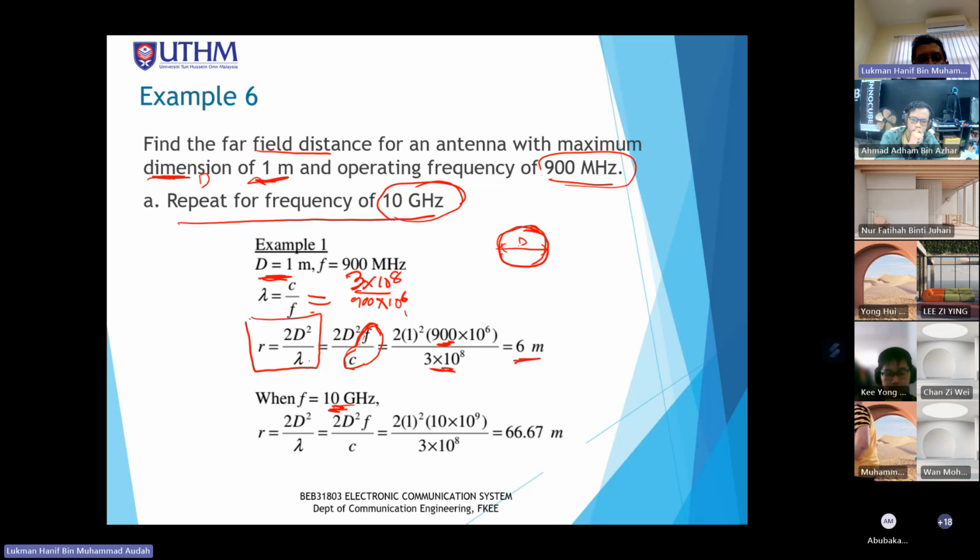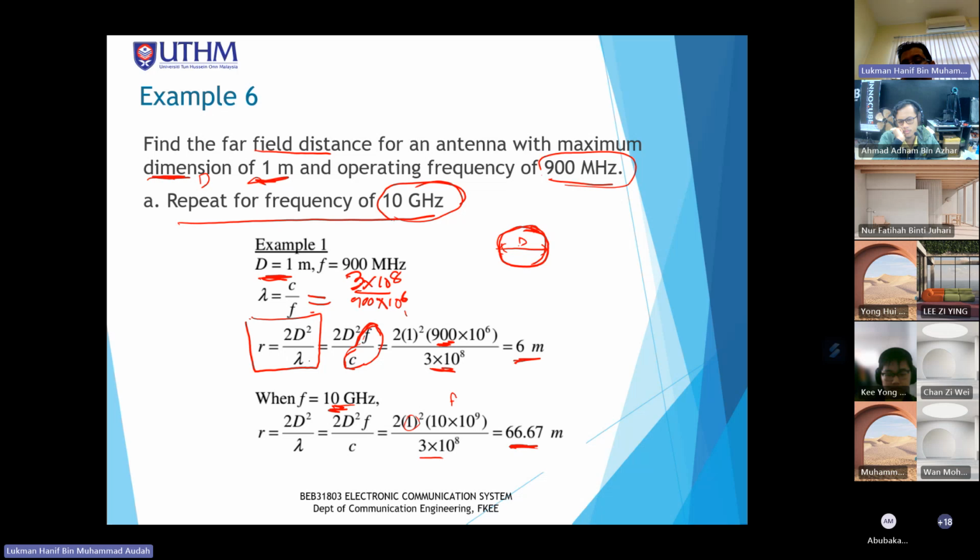And then if we change the frequency to 10 gigahertz, what happened? So the far field distance is equal to 2 times the diameter square multiplied with the frequency 10 giga, divided with the speed of light. So we get the far field distance is 66.67 meter.